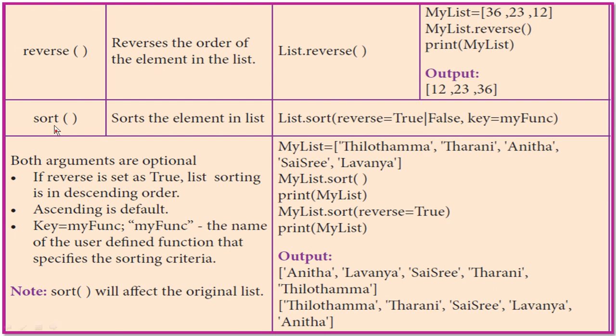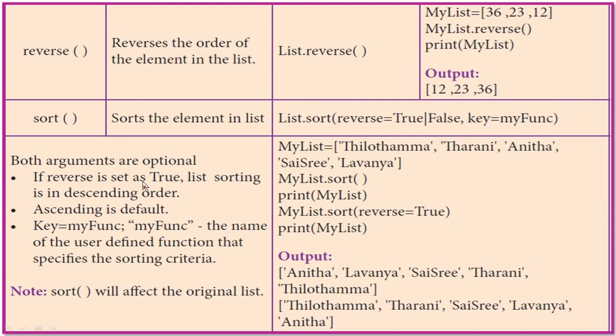Another list function is sort. It sorts the elements in a list, in alphabetical order or the reverse of alphabetical order. With list.sort, if we give the value reverse equal to true, then we get the result in reverse order. Both arguments of the sort function, reverse and key, are optional.